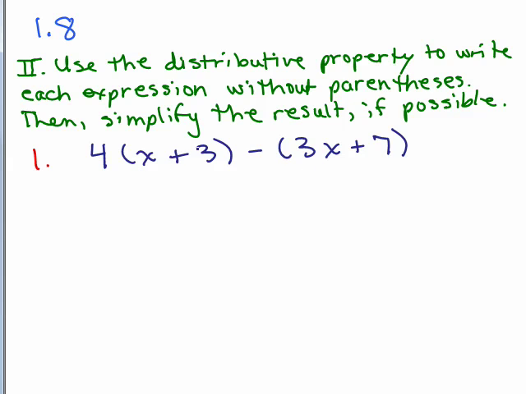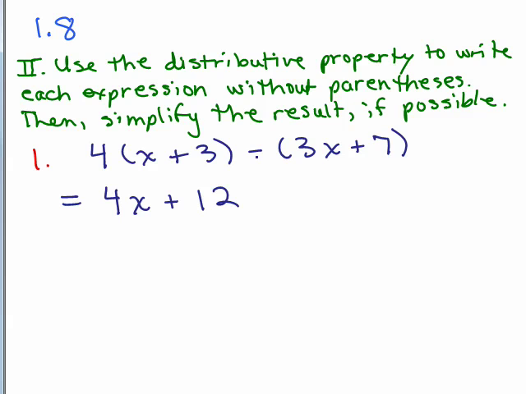So first we'll do the 4 times the x plus 3. Let's see if we can do that in one step here. We have 4 times x, which will give you 4x, plus 4 times 3 will give you 12. Now the second one, you got to be very careful. This says subtract the quantity 3x plus 7. You could think of it as distributing your minus sign, which just changes signs.